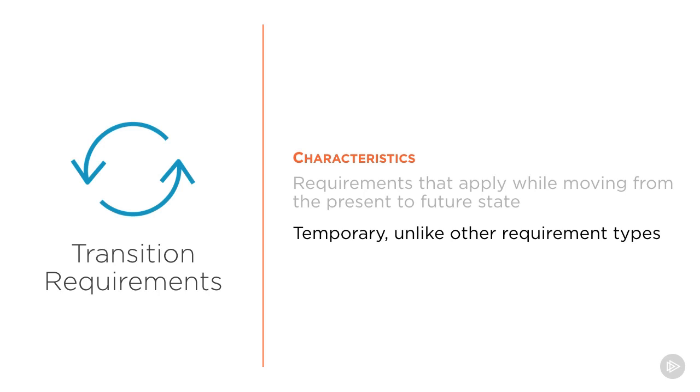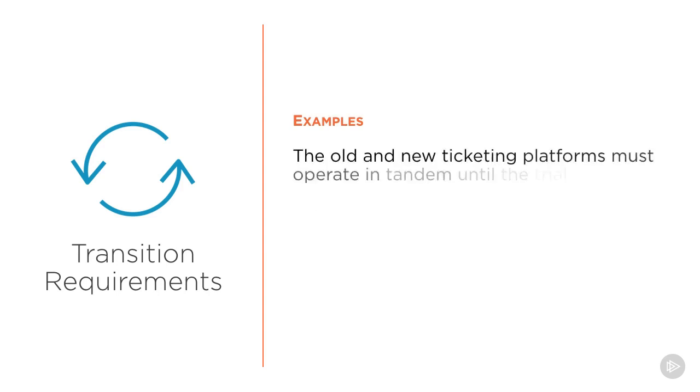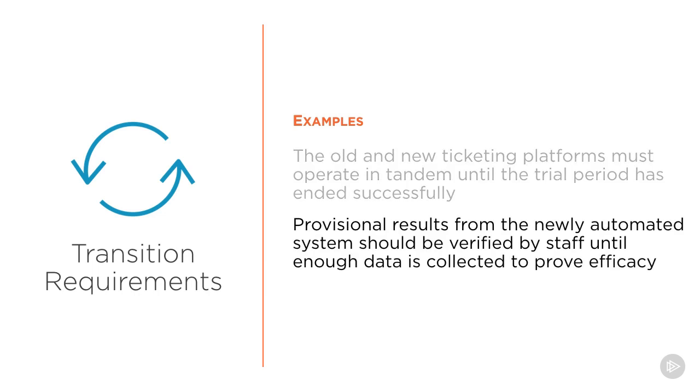Examples might include the old and new ticketing platforms operating in tandem until a trial period has ended successfully. In other words, we need to have a smooth handoff from our old way of doing things to our new way of doing things to ensure no disruption to our customers. Provisional results from newly automated systems might also need to be verified by staff until enough data is collected to prove that it's working correctly.